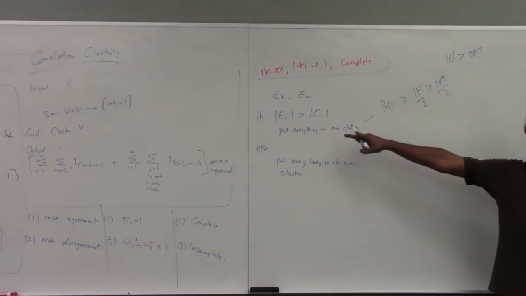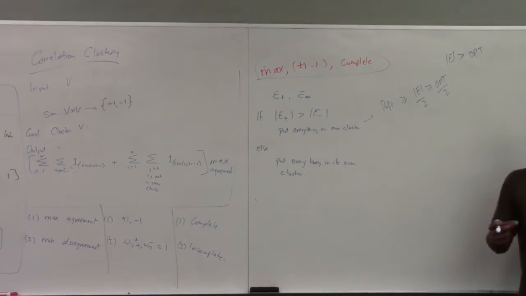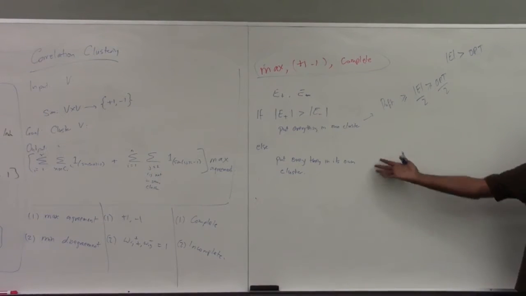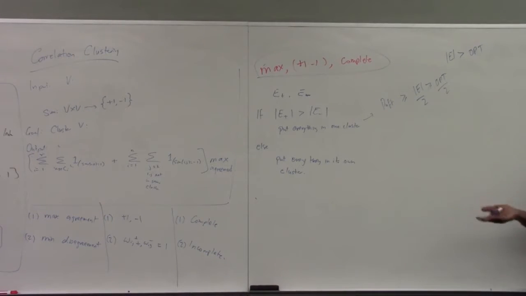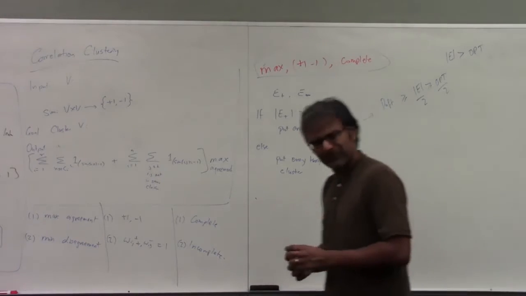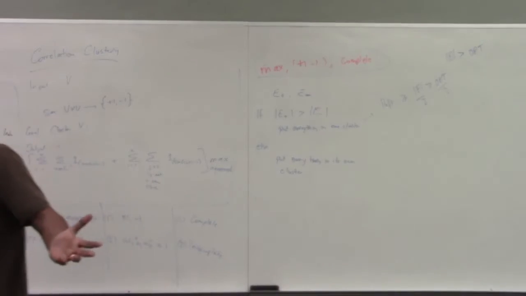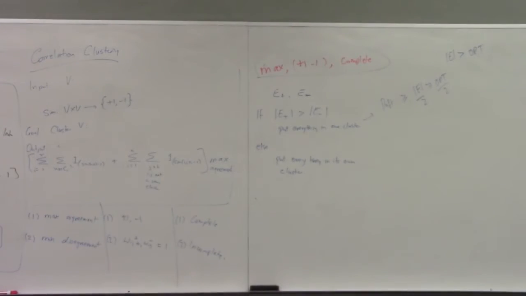Well, what about if the other way around happened? If the other way around happened, then the negative edges are winning. And now you're putting everything in its own cluster. You get all the profit from the negative edges. And we know there are at least half of them. So a 2-approximation. Completely trivial. And also not very interesting, right? Because it's saying there's no interesting structure that has come out of this.